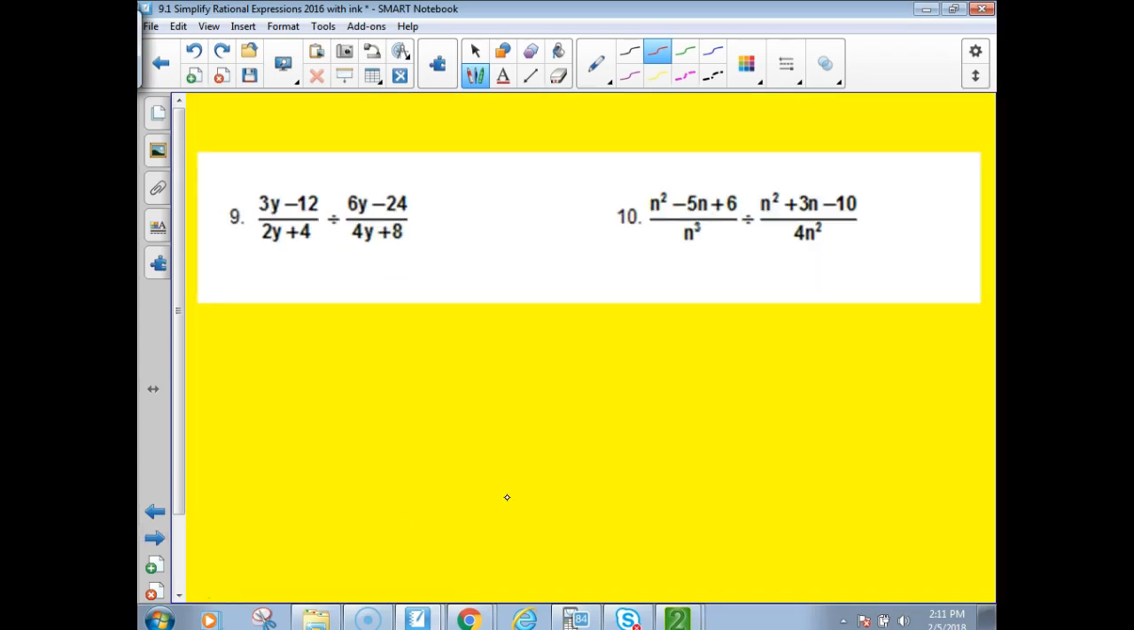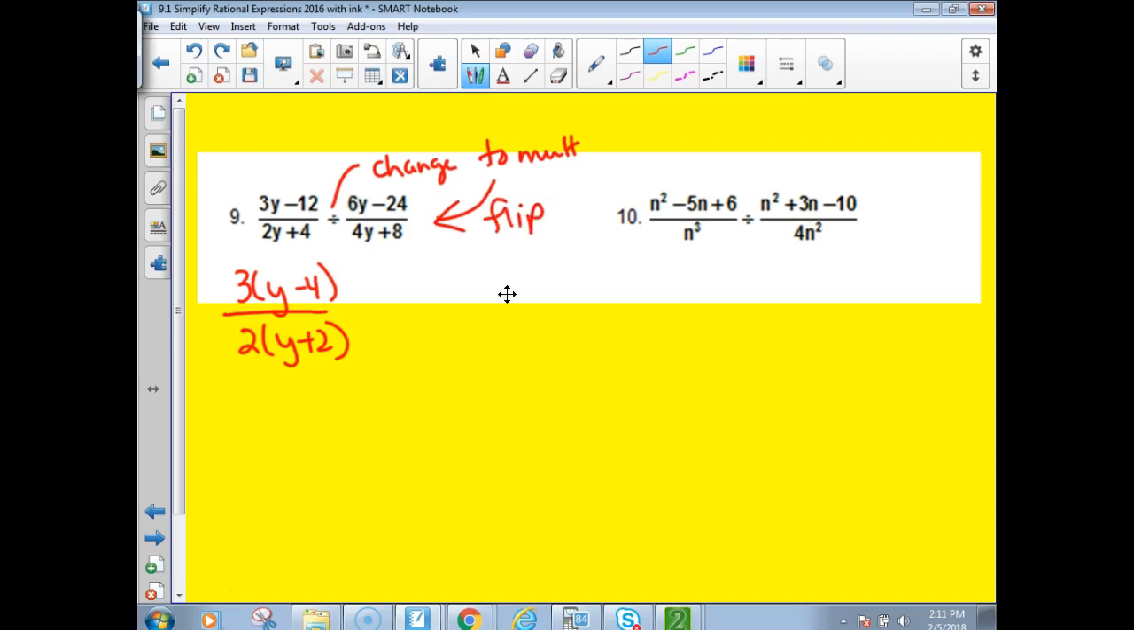Okay. Number 9. Factor out 3 in the numerator: 3 times y minus 4. Factor out the 2 in the denominator: 2 times y plus 2. Change the divide to multiply and flip the fraction. I'm going to factor out a 4 at the same time. 4 times y plus 2 on top, and on the bottom 6 times y minus 4.